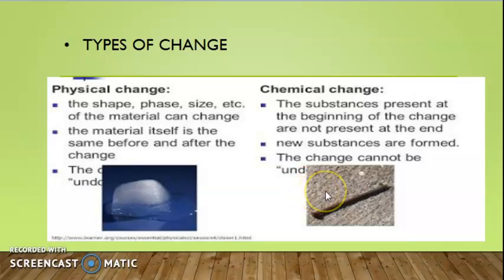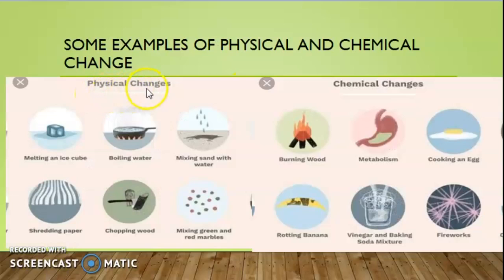Now let's just see some more examples of physical change and chemical change. Some examples of physical changes here, like melting of ice cubes, come under physical change. Boiling of water, mixing of sand and water, shredding of paper, chopping of wood, mixing of green and red marble. All examples come in the category of physical change. There are many other examples also.